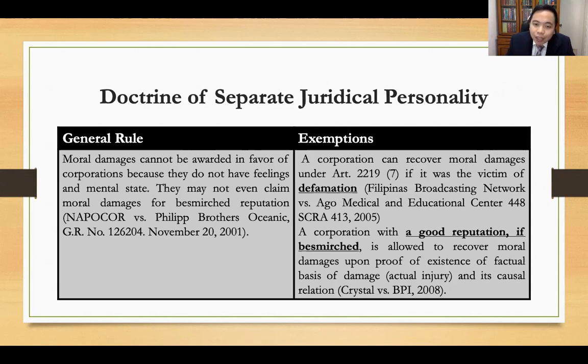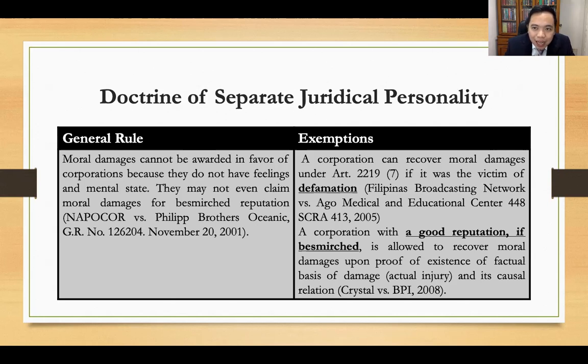Tapos, class, etong Filipinas Broadcasting Network, parang naglabas sila ng isang statement, binroadcast nila, sinabi nila sa radio, class. Sinabi nila na itong eskwelahan na to, AGO Medical, walang pumapasa, parang school bukol. In other words, the school is being described as a school which does not produce board passers. So nagalit ngayon si AGO Medical, dinemanda siya, no?